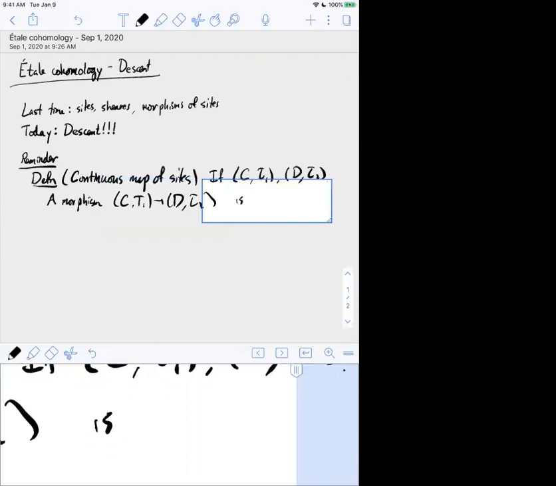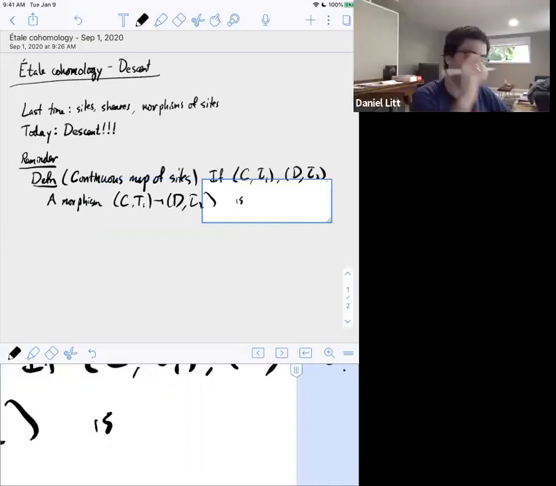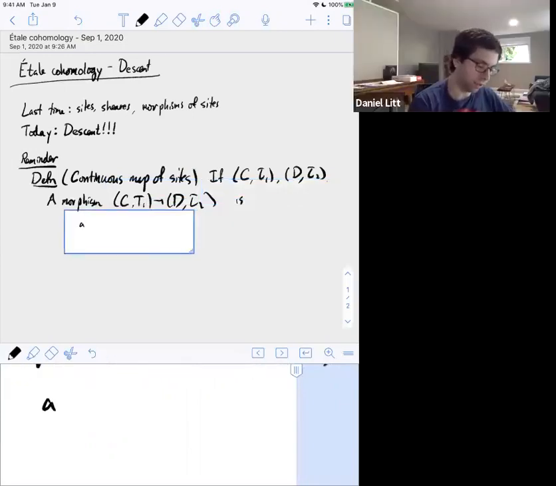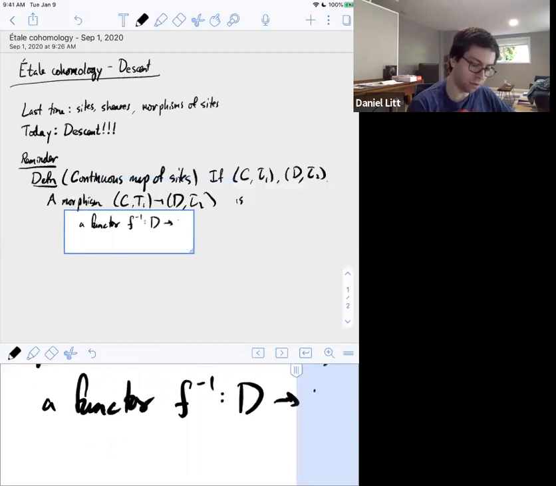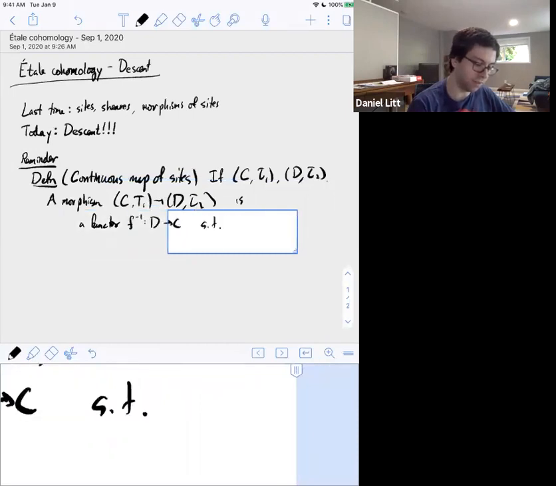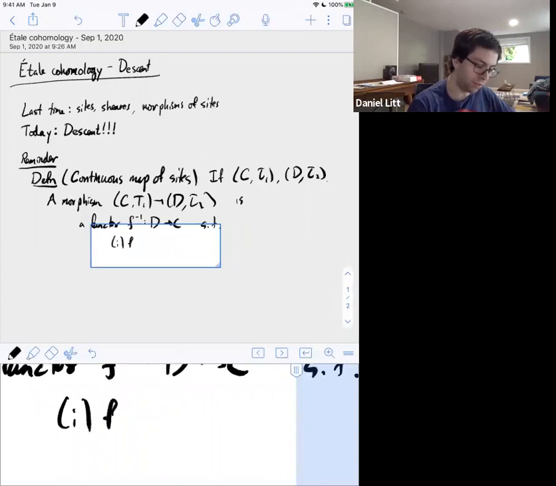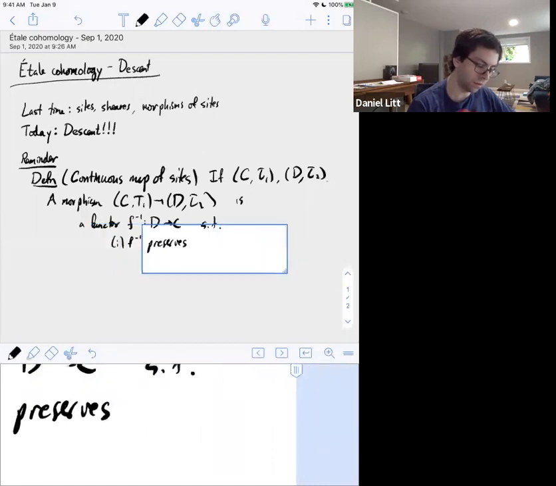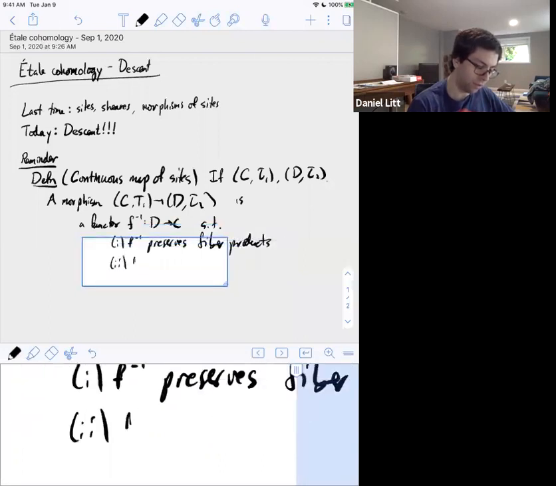The functor going in the other way that preserves fiber products and the covers. Yeah, exactly right. So it's a functor, which maybe I'll suggestively call F inverse from D to C, such that one, F inverse preserves fiber products, and two, F inverse sends covering families to covering families.